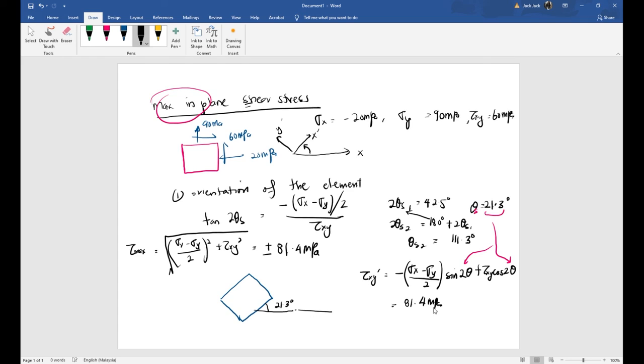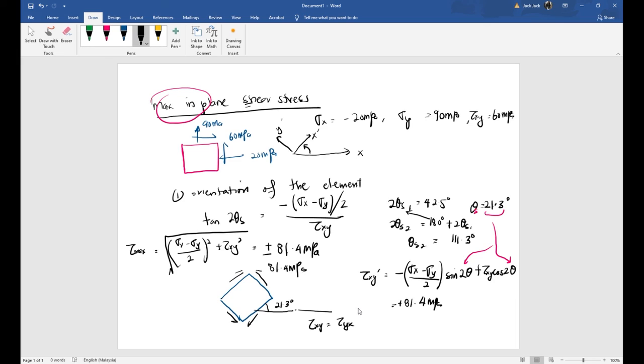It is equal to 81.4 megapascal. Notice here we have a positive sign. So that means the orientation of the shear stress is like this. So this is your shear stress, 81.4 megapascal. And then this is the other part, on this end. Of course, the same value, since tau xy is equal to tau yx. So we are done with our calculation.